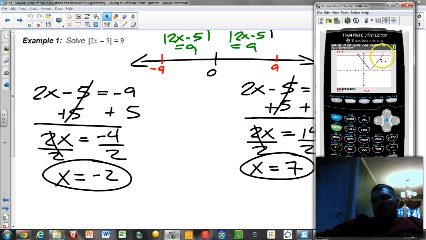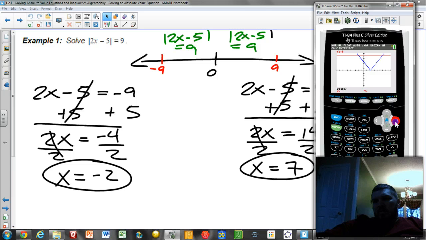Now what I want to do is do the exact same process to find this point of intersection over here on the right. So I'm going to do second calc, option 5 for intersect. First curve, just hit enter. Second curve, all you have to do is just hit enter. And then when it says guess, I want to move my cursor all the way over here to the right. So use your right arrow key.